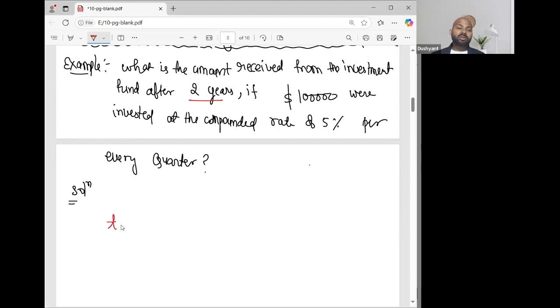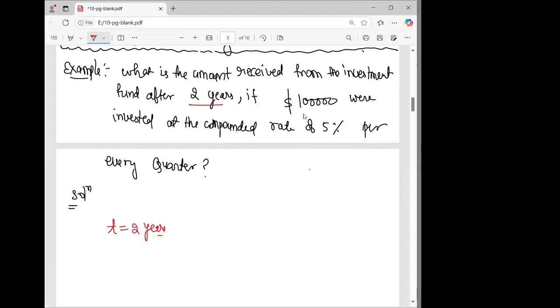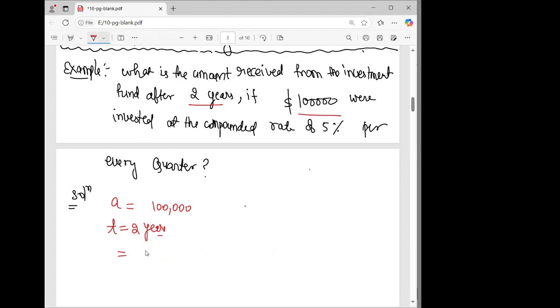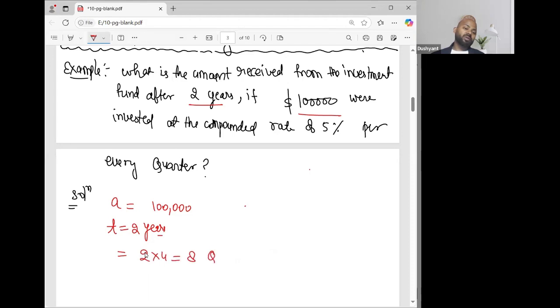Time is given as 2 years. This is my $100,000 principal, which is the initial stage, which is my A. Now the rate is given. This is per year. So how many quarters will there be? Oh, I'm so sorry. In 2 years, how many quarters will there be? 8 quarters. So 2 times 4, which is going to be 8 quarters.